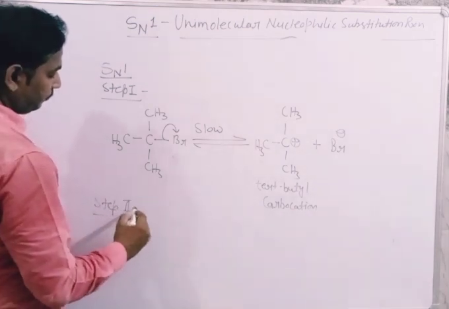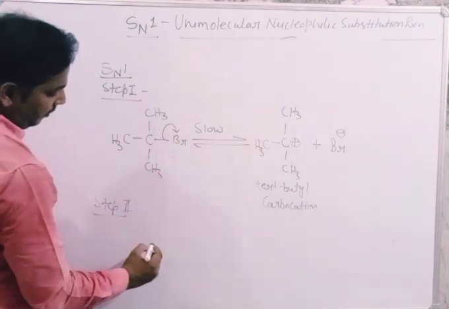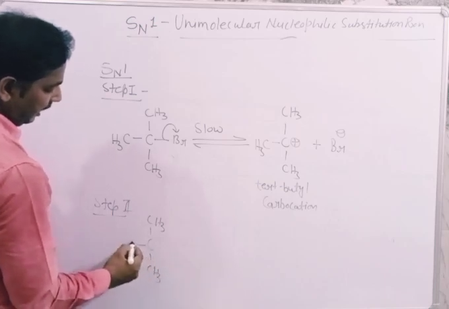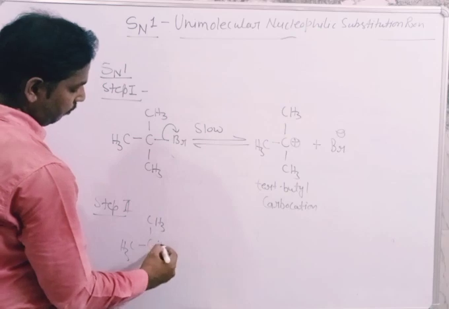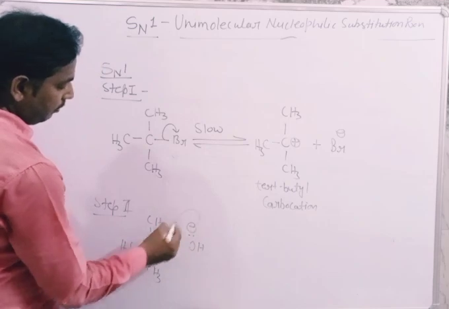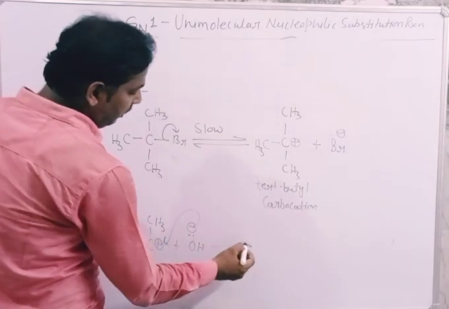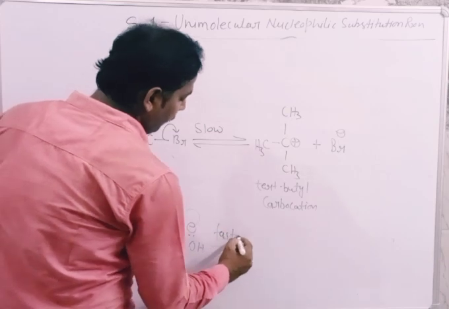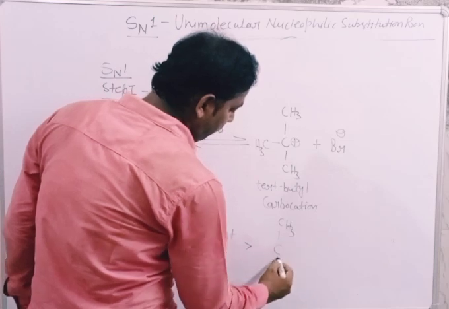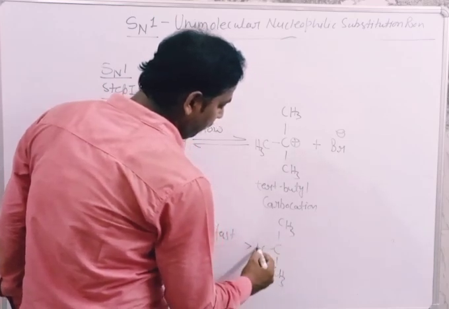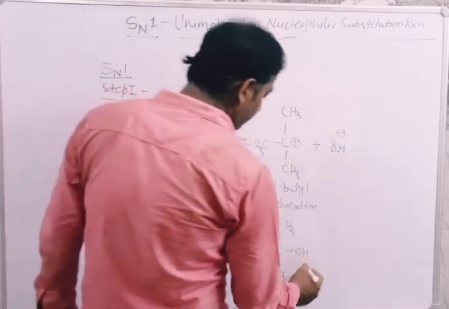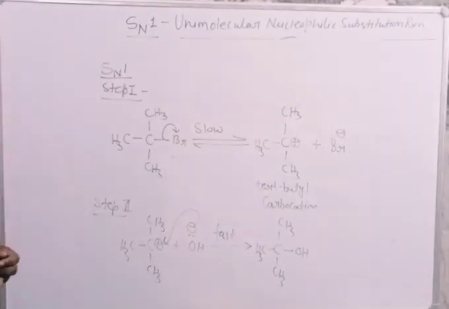Now we go for the second step. Step second. What is step second? The carbocation formed in the first step gets attacked by the nucleophile OH minus ion. Then the formation of (CH3)3C-OH. This is the product. So this is about the SN1.